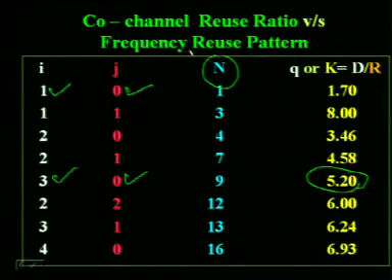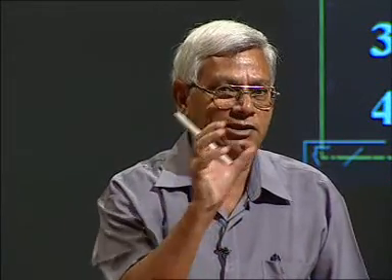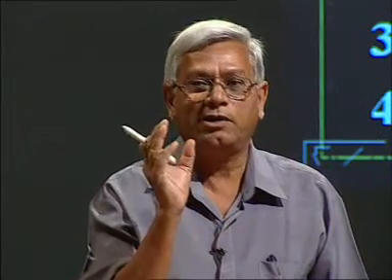So, we can calculate what is the value of i, what is the value of j, and accordingly what is the value of N, and based on that what is the value of the reuse factor. The reuse factor is important in deciding the distance for reuse purposes of the 2 cells, either in a 7 cell cluster or in 3 cell clusters.